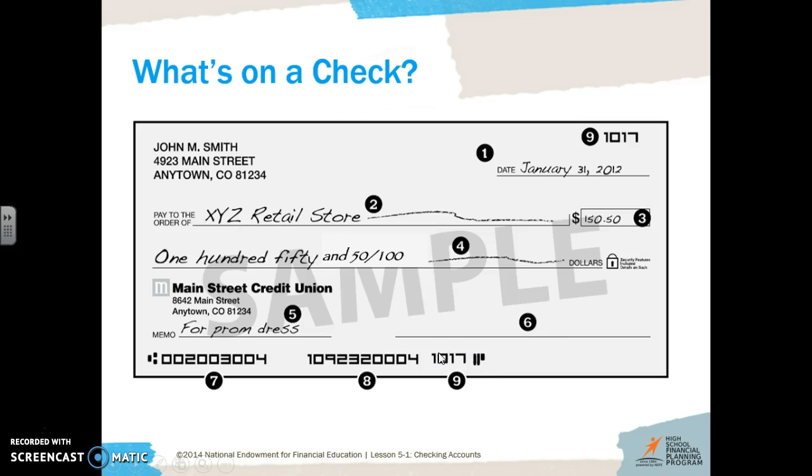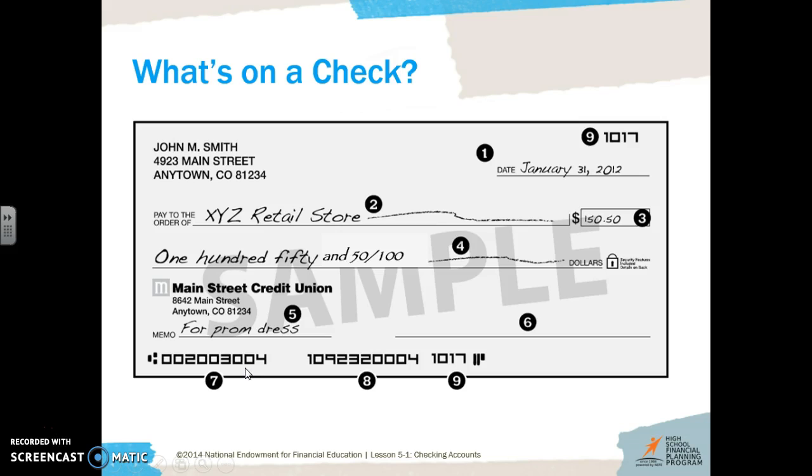And the last thing is the check number. Every time that you write a check, your checks need to be numbered. And this is also printed on the check up at this top corner. So this can help you keep track of how many checks you've written. It also makes sure that somebody's not trying to duplicate your checks and that it reduces fraud.